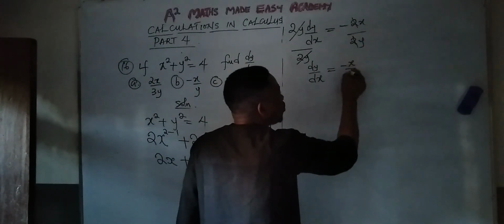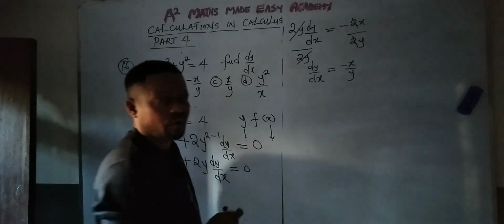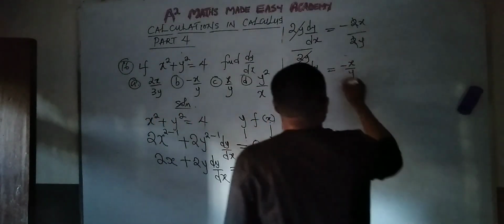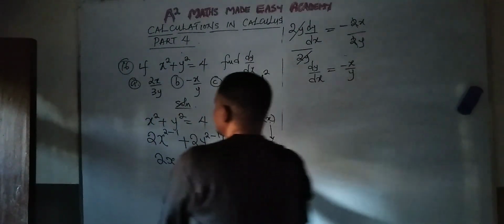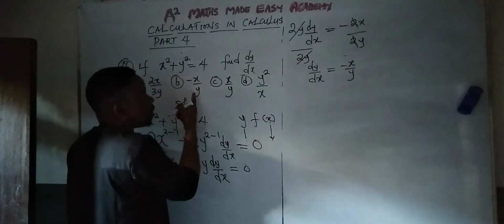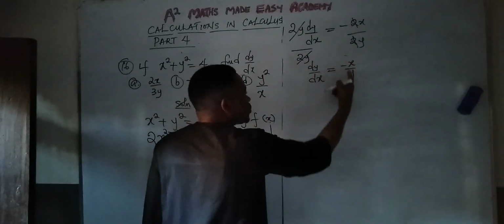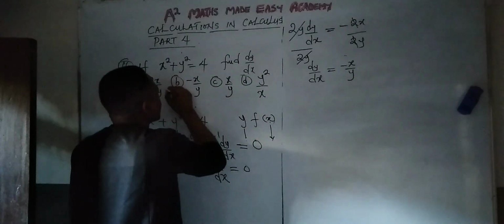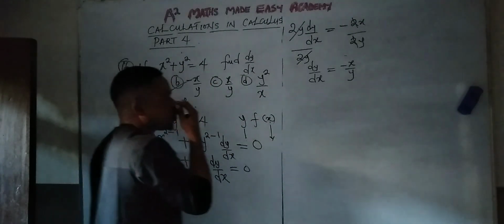Minus x all over what? Y. And that is the final answer. Do we have something like this in the options? Let's check. What is here? 2x over 3y? No. What is here? Minus x over y. Minus x over y. The correct answer is option B. Do you understand?